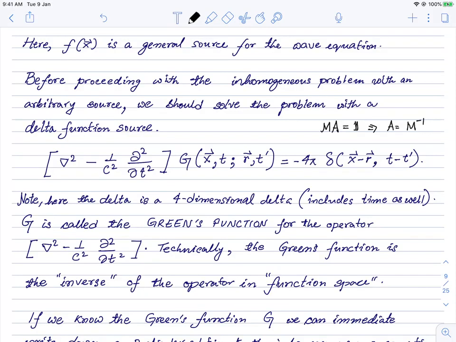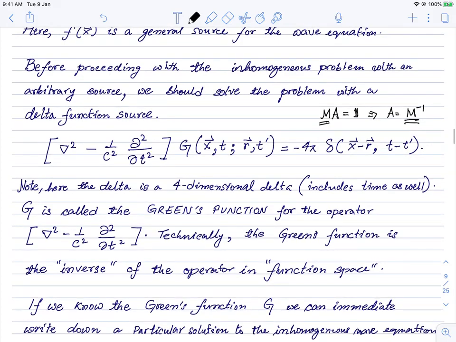And now, therefore, if we know the inverse of this matrix A, then we immediately can solve a problem. Let's say we have a problem M times B equal to some source S. If we know the inverse of M, which is given by A, we can immediately say that B is nothing but A times S, because if we know A and S, then we know B.